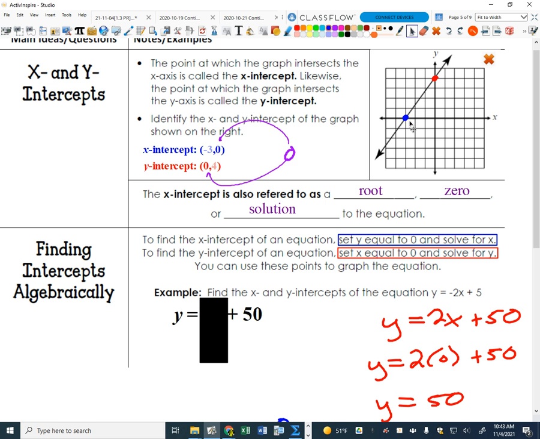We're trying to find where the line crosses the x-axis. But there are some other words. We do this a lot in math, right? There are some other words that essentially mean the same thing, like we could call it a root or a zero or a solution to the equation.